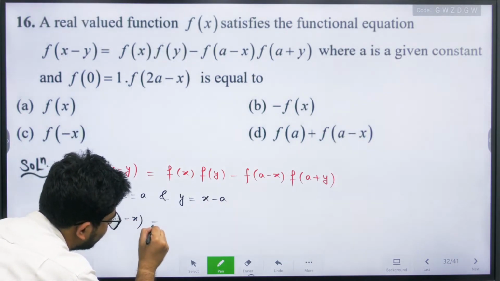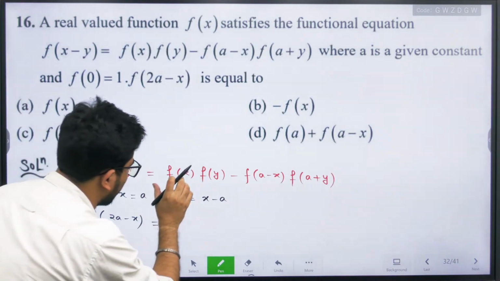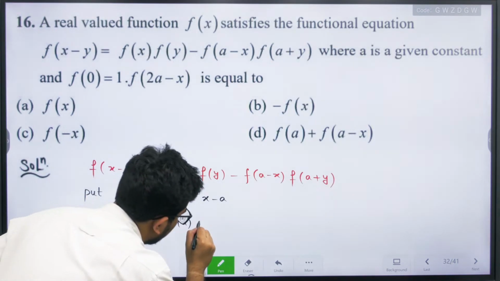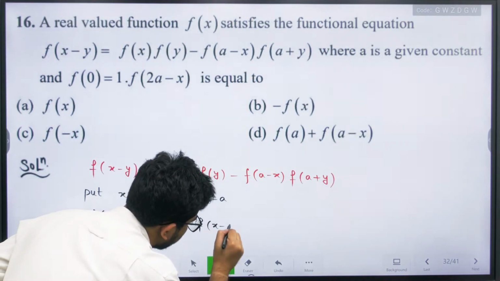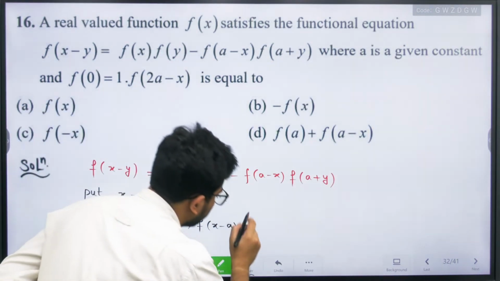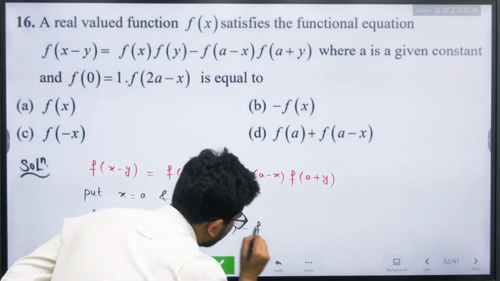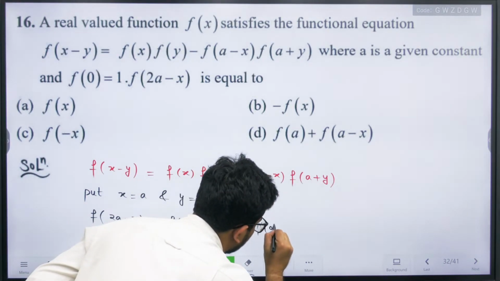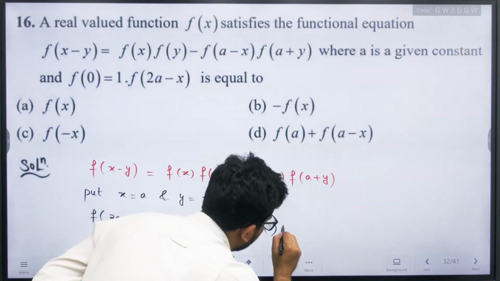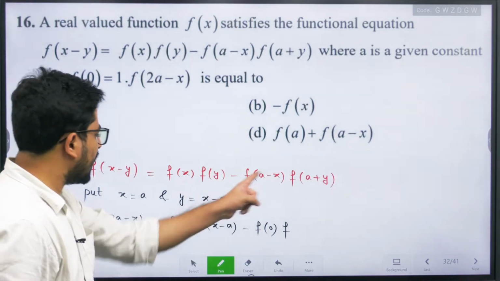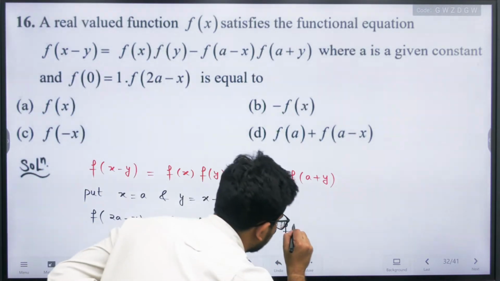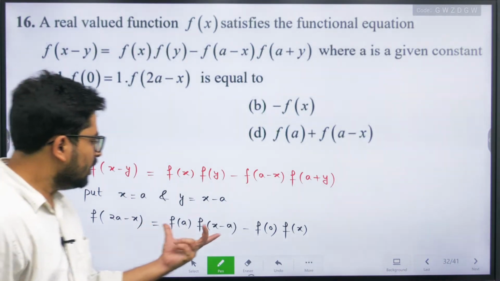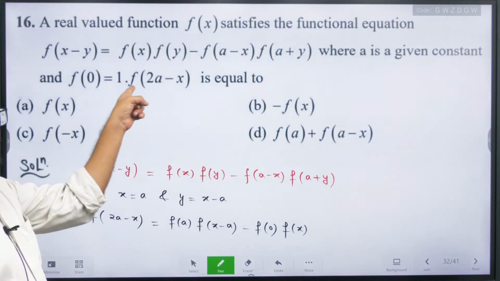Clear? And this is equal to f of a into f of x minus a, minus f of a minus x. X is a now, so a minus a is 0, f(0) into f of a plus y. A plus y is x, so this is f of x. Clear? Now f(0) we already know, that is 1.